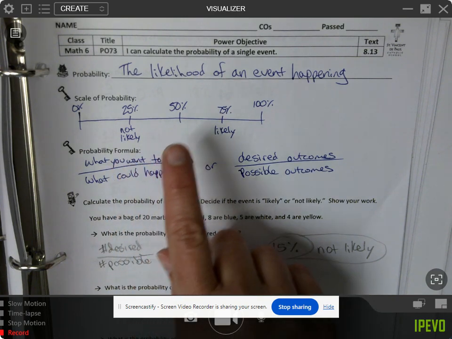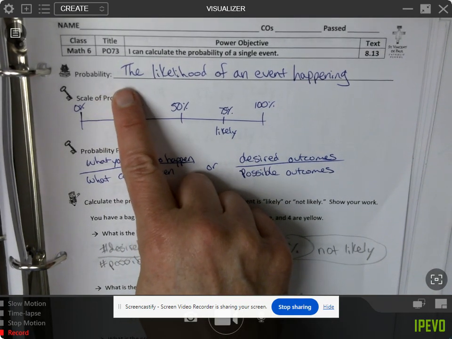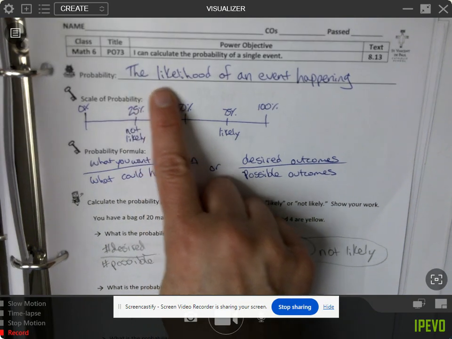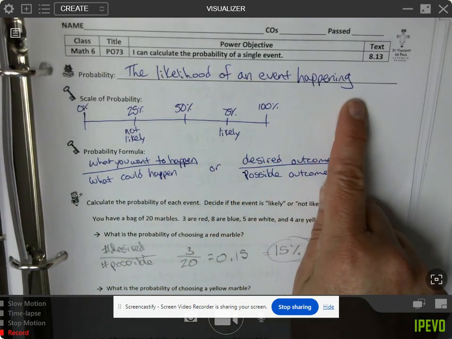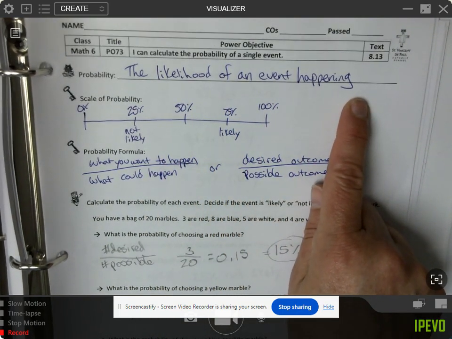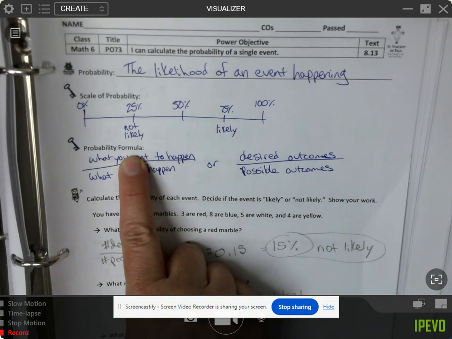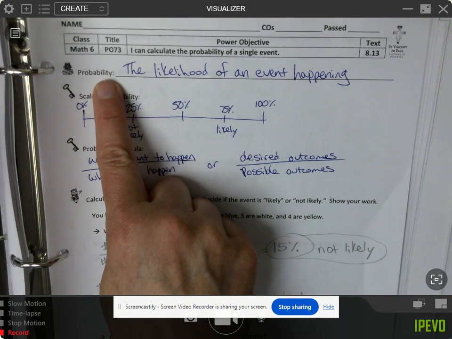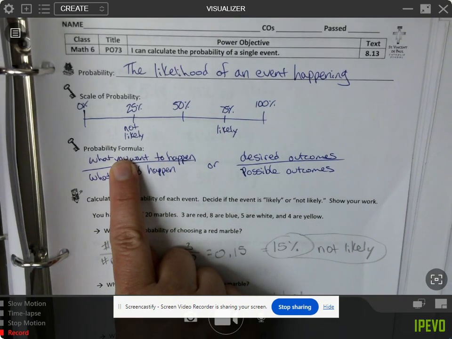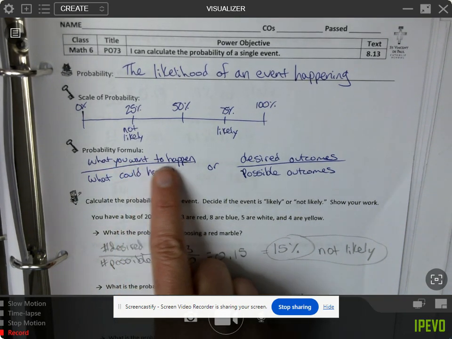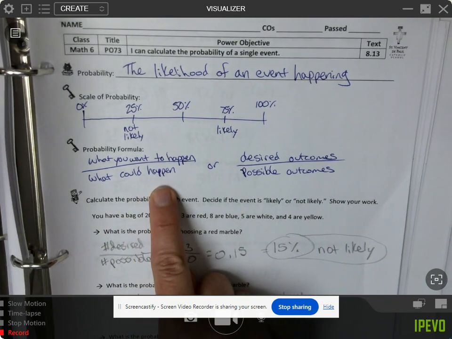All right, so probability, you're going to want to know the definition. The likelihood of an event happening, that's the definition. If it asks you for the formula, you're going to want to put what the formula is. So put definition and then put formula. So the formula is what you want to happen over what could happen.